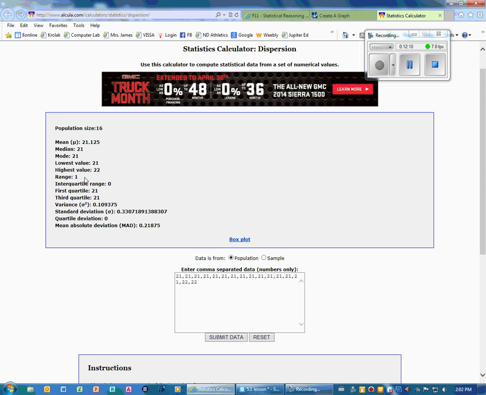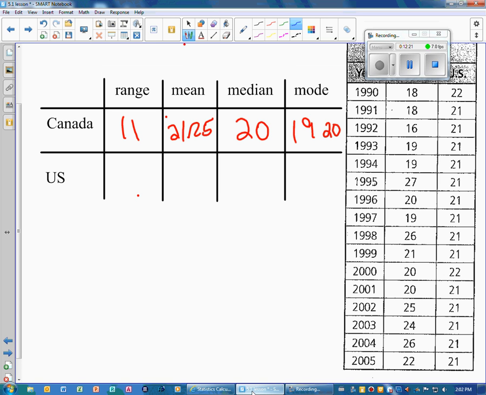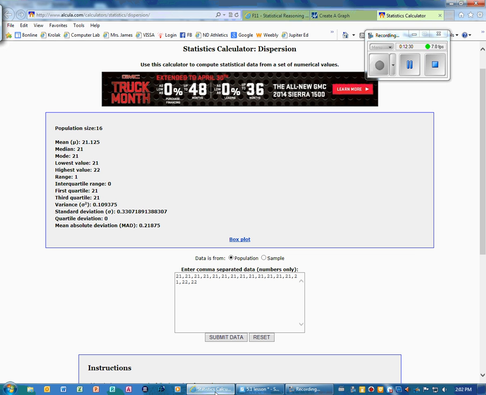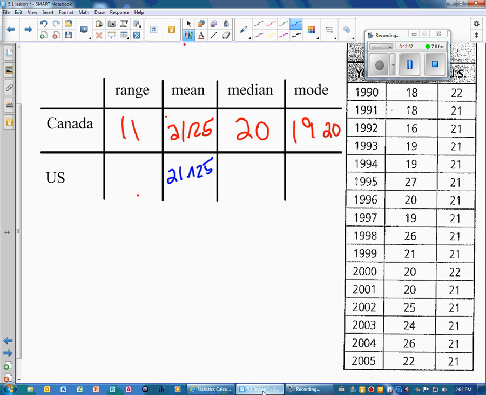Click on Submit Data. So my mean, 21.125. Those two 22s pulled it up slightly. Ooh, it's exactly the same as Canada. Huh. Let's see. Median 21, mode 21. Median in the middle, that's not a surprise because I had so many 21s. Mode, of course, 21. And my range was only 1.